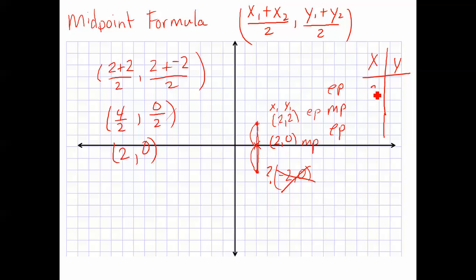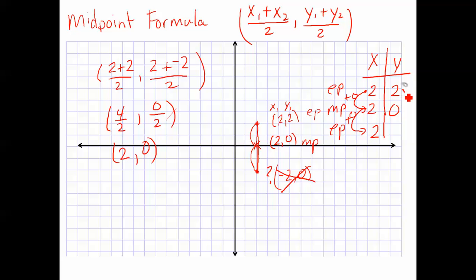So I know that one of my endpoints is 2, 2. My midpoint is 2, 0. Now, I have to figure out what did I do to get from here to here. And the answer is I added 0. So to get from my endpoint to my midpoint, I added 0. Well, I need to do that again to get to my other endpoint. So I'm going to add 0.